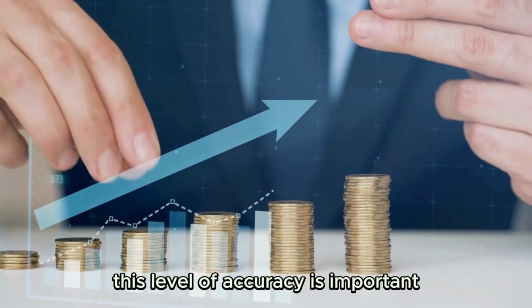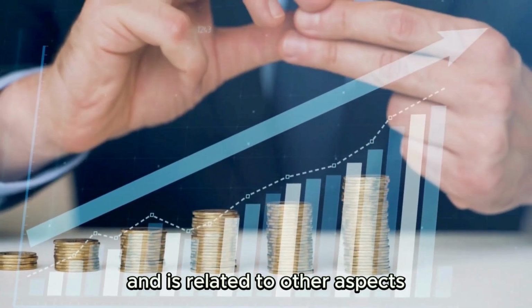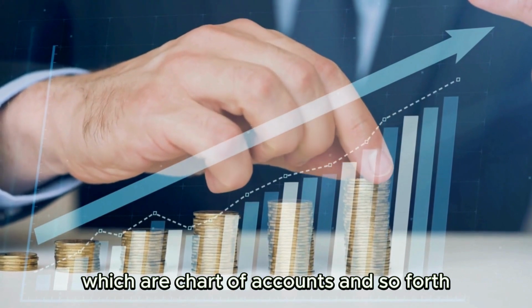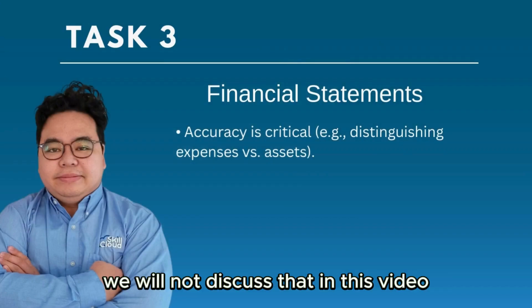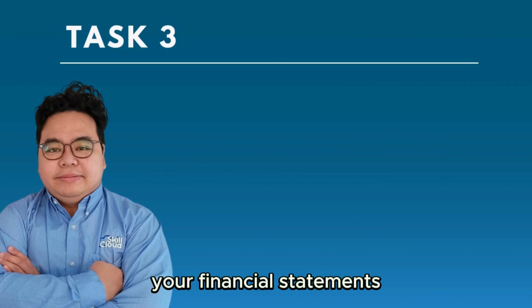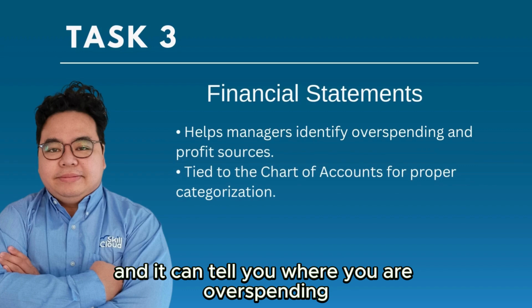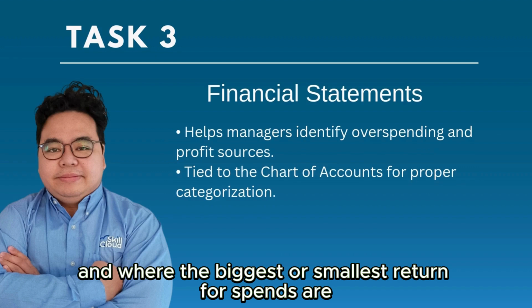This level of accuracy is important and is related to other aspects of the accounting platform, which are chart of accounts and so forth. We will not discuss that in this video. Your financial statements can give you a lot of information, and it can tell you where you are overspending, where you are earning most, and where the biggest or smallest return for spends are.